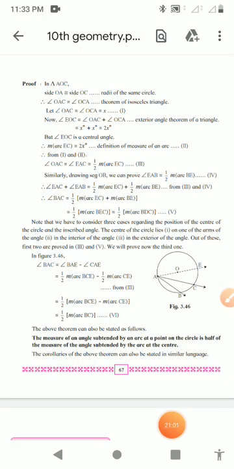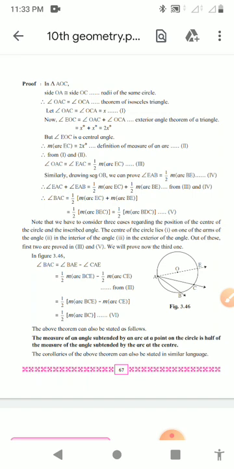Now from equation 6 we can write this theorem as: the measure of an angle subtended by an arc at a point on the circle is equal to half of the measure of the angle subtended by the arc at the center. Means angle BAC equals half of the measurement of angle BOC. Mathematically we can write this.